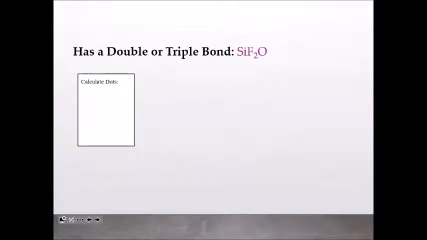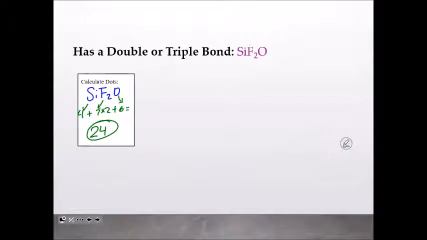All right. Looking at ones that might have a double or a triple bond in here. So let's take a look at some of these examples. SiF2O. First things first, just like always, we count our dots. So how many does silicon bring to the party? 4. How many do the fluorines bring? 7 times 2 is 14. And then how much for the oxygen? 6. So 14 plus 6 plus 4 gives us 24. Good. We have 24 to start with.